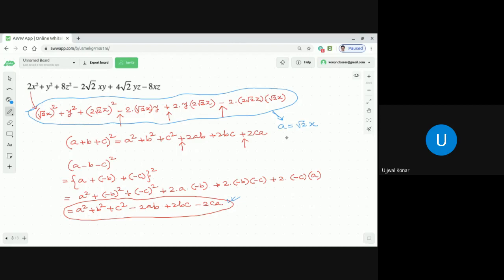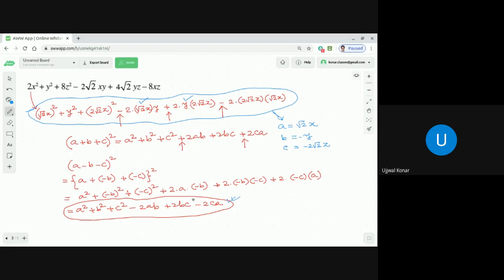B, C both are positive, both should be negative. Yeah, A is root 2x, B is equal to minus y, and C is equal to minus 2 root 2 z. Now, if you make A into B, that will be minus, correct? It is coming minus. If you make B into C, that becomes plus. This is minus, this is plus. And if you make C into A, that is also minus.